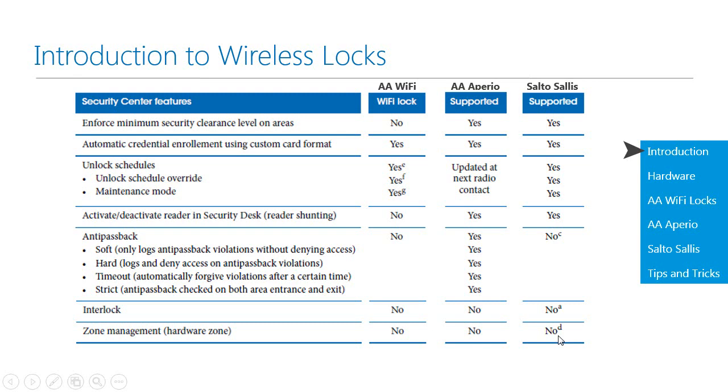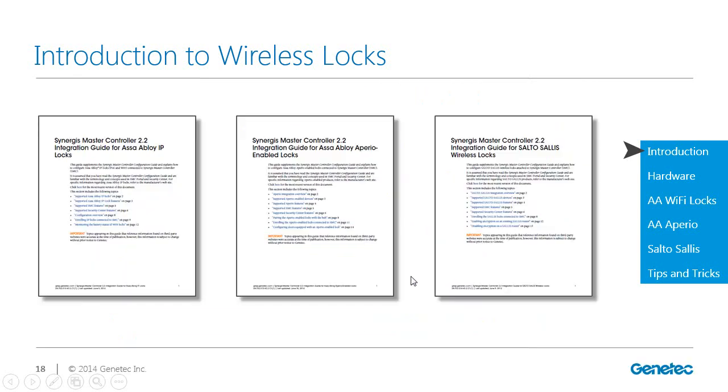Now, one last thing to point out here, up here, is the reader shunting from the security desk, which is basically telling it to ignore the events here. This can be done from the Aperio and the Salus locks, but it's not possible from the Assa Abloy Wi-Fi locks. Now, once again, if you do need more information on a particular function, you saw there were some footnotes there. So if you want to see if it's supported or what those footnotes were for any restrictions, just take a look at the integration guide available on the GTAP for whatever type of unit that you are considering.